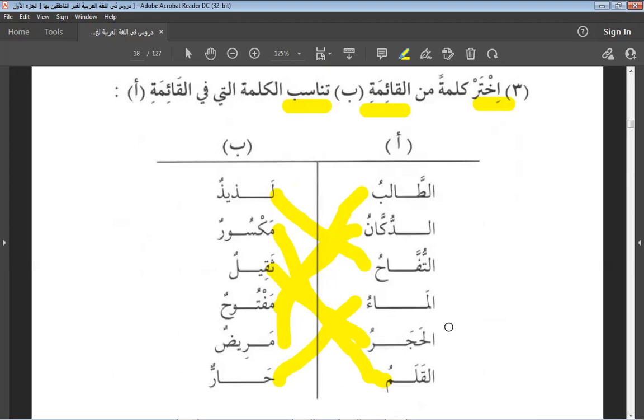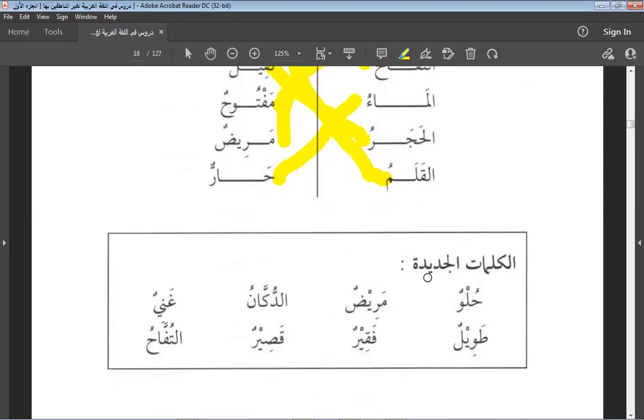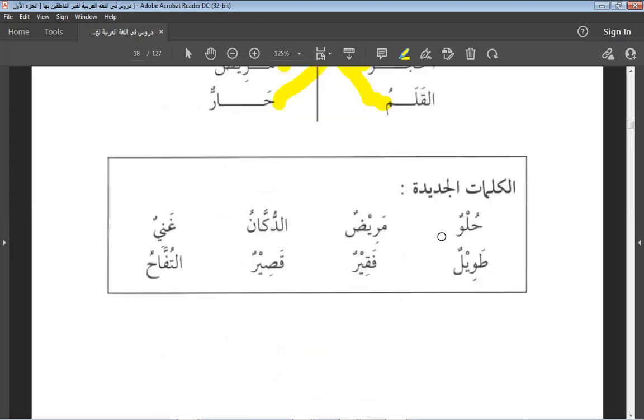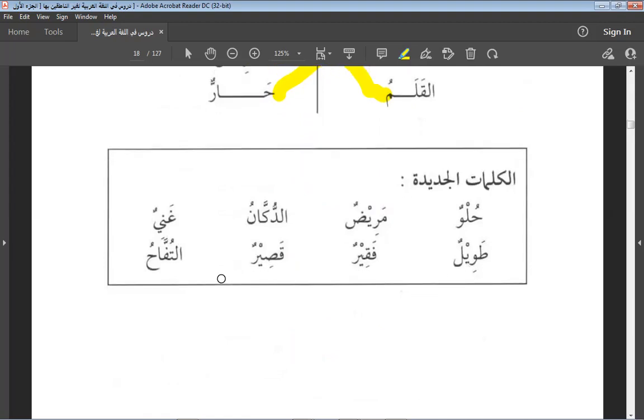Okay. So here he brings us to kalimat jadida. We have hulwun, sweet. مريض, patient or sick. Say أنا مريض, I am sick. الدكان, the shop. غني, rich. طويل, tall. فقير, poor. قصير, short. التفاح, apple.